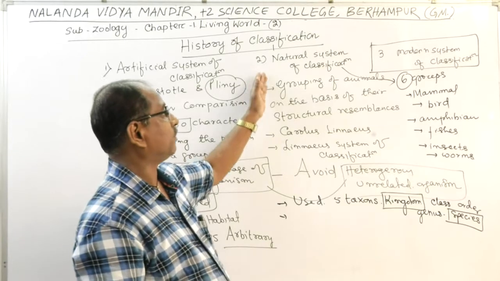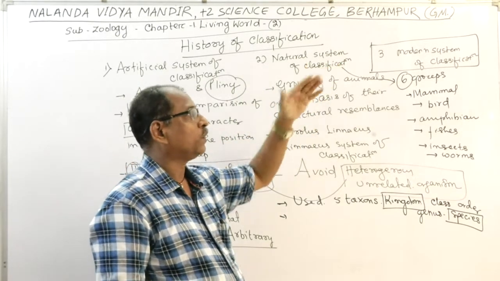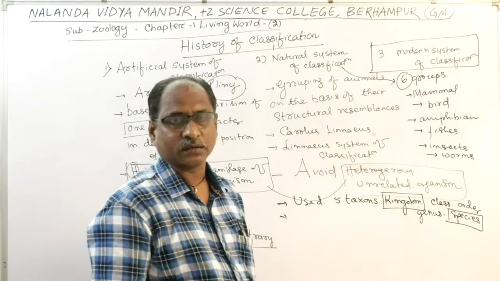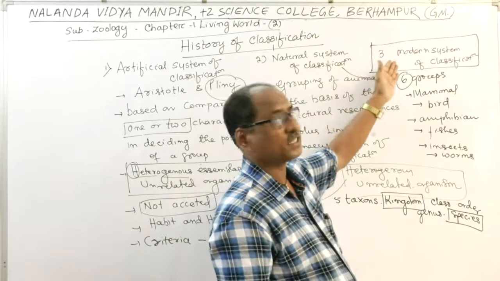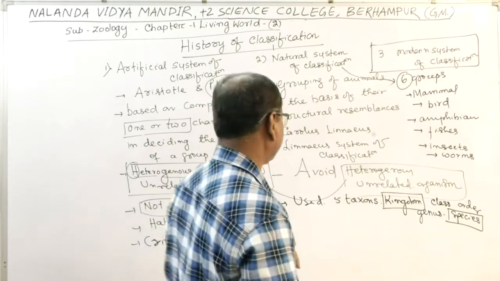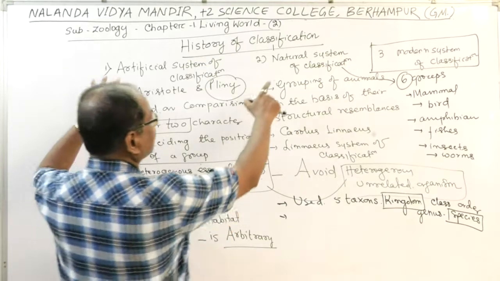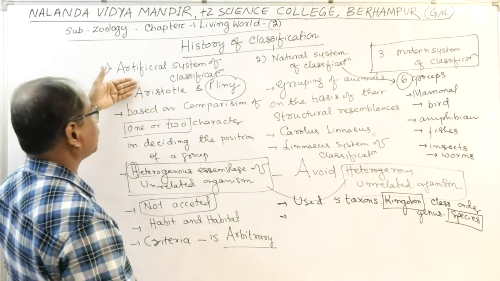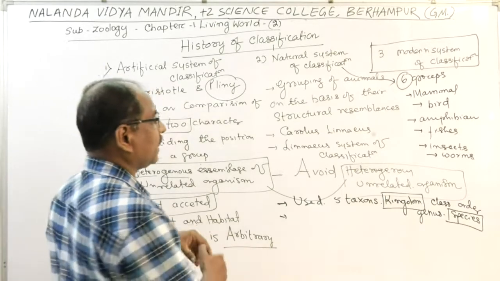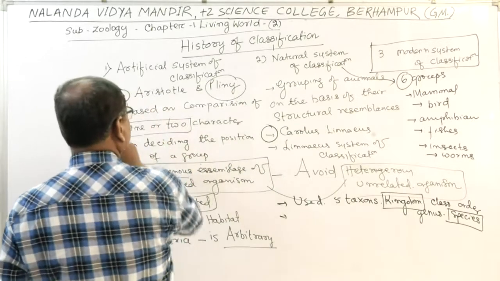Later on, this system of classification was modified to the modern system of classification. The modern system of classification is the expansion of the natural system of classification. So, what is the main difference between the artificial and natural systems of classification? This classification was given by Aristotle and this classification by Carolus Linnaeus.